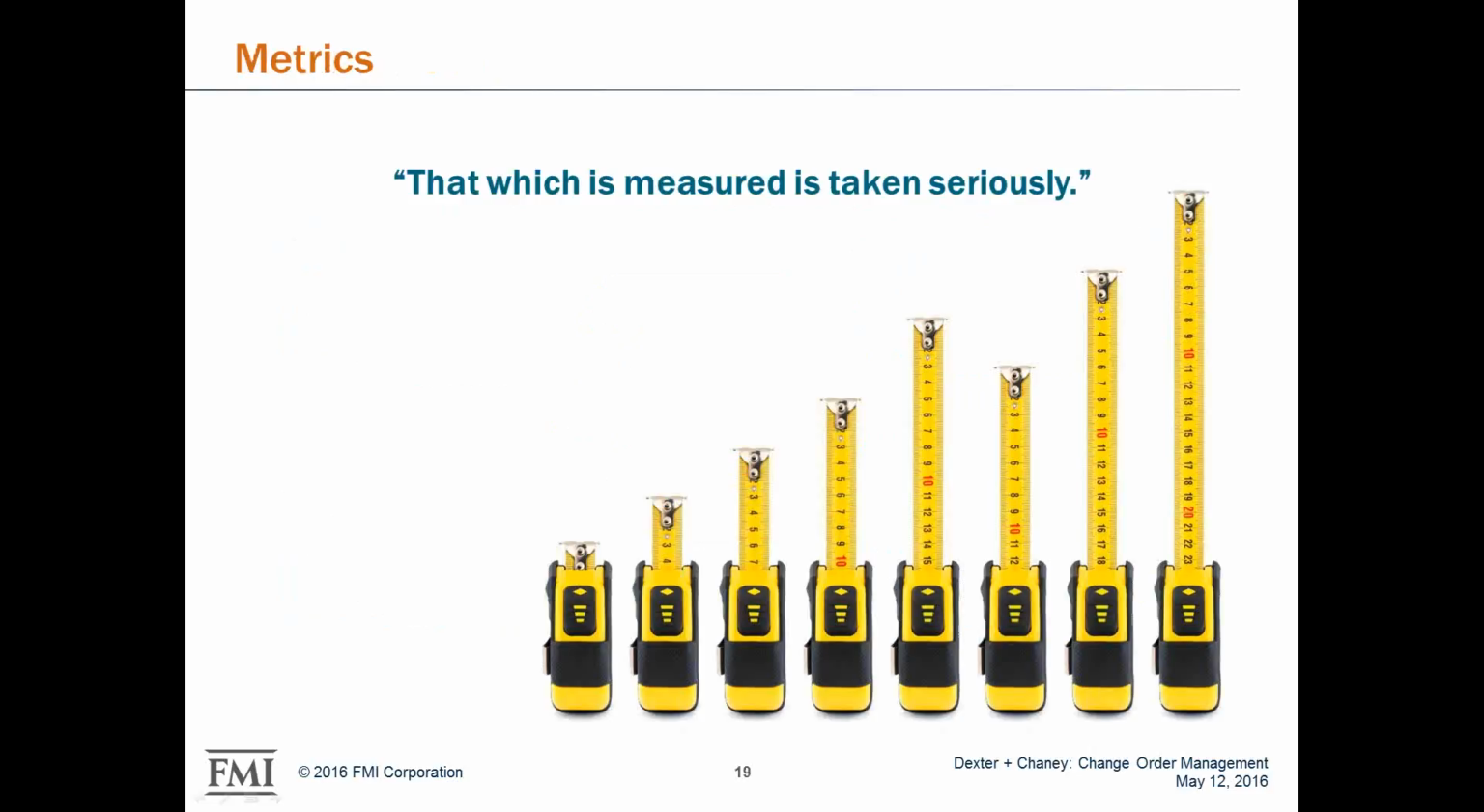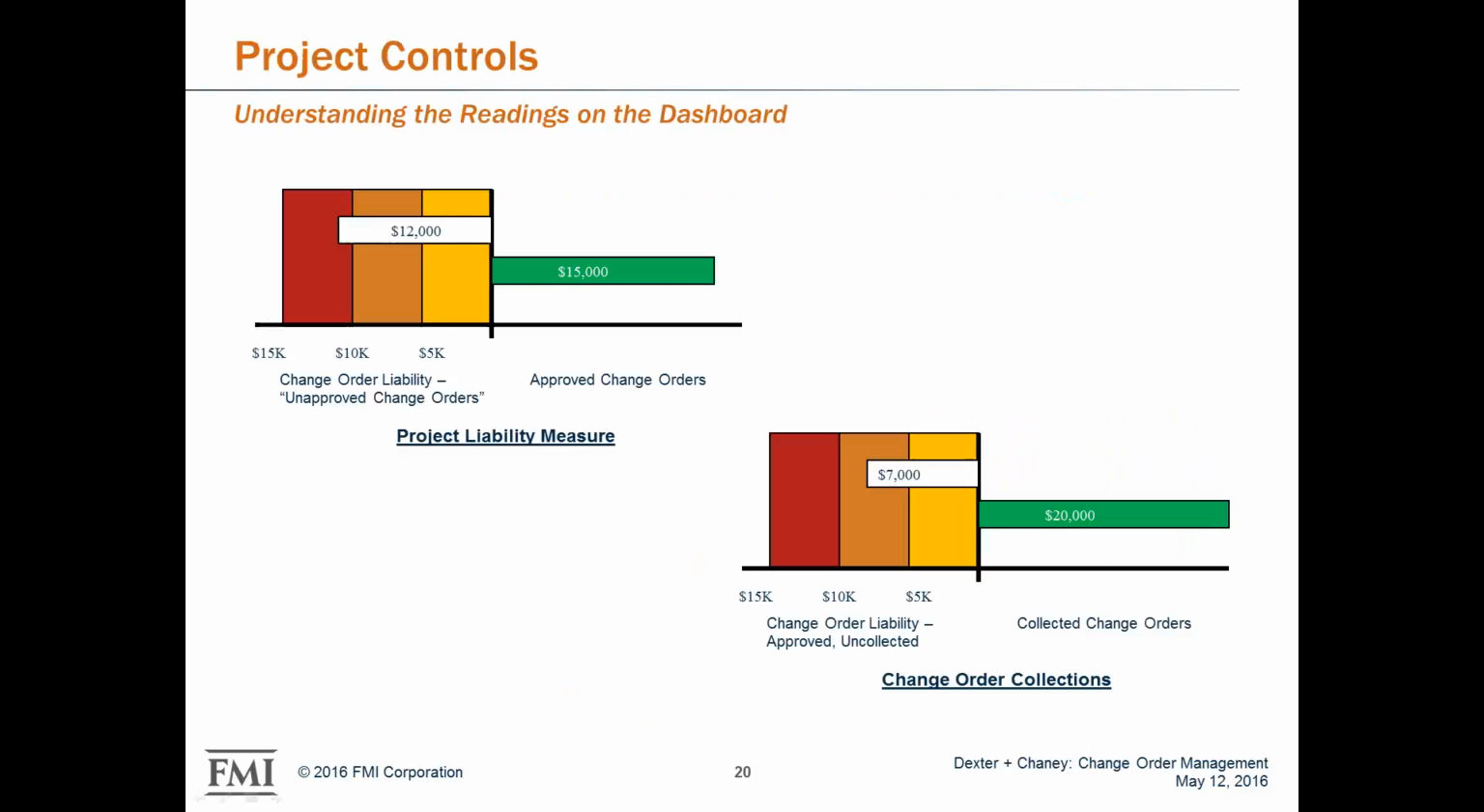So metrics. We aren't going to know how we're doing on change orders unless we measure them. That which is measured is taken seriously. If we're not measuring it, we're not monitoring it, we just don't know how we're doing, and things are likely getting away from us. These metrics don't always have to be complicated. You can make them as complicated as you want, but I've got a couple examples up here that are really simple but effective.